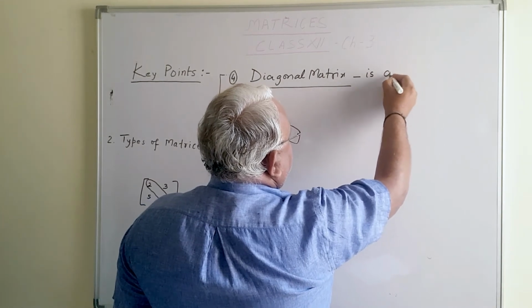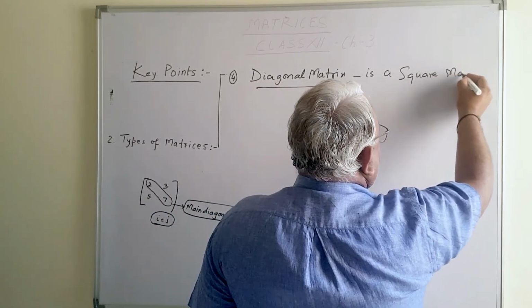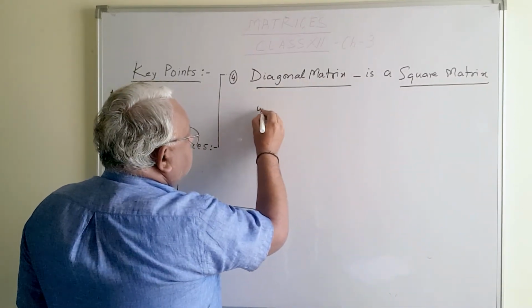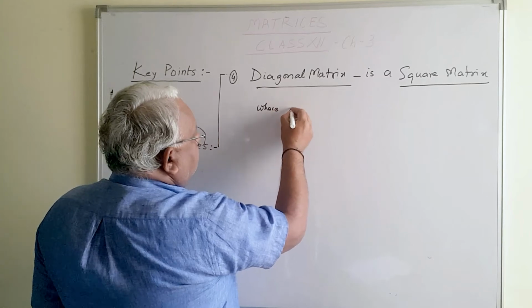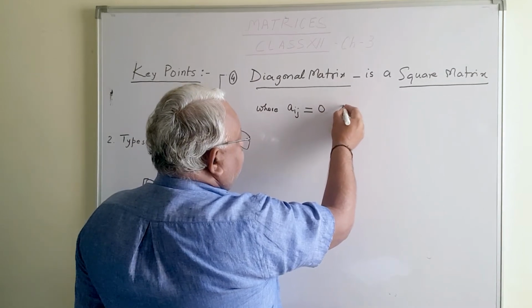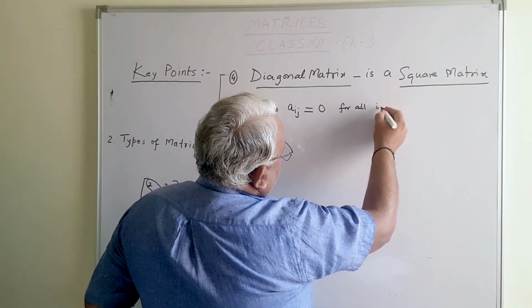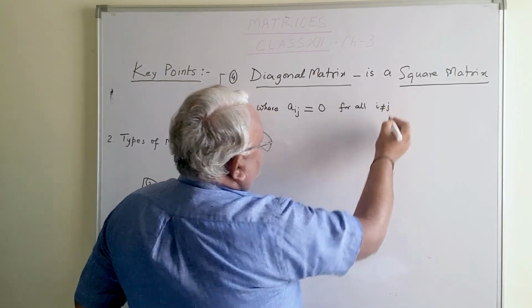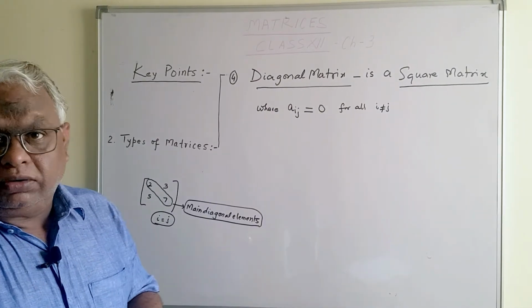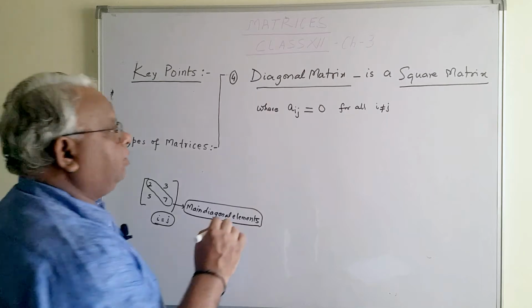Diagonal matrix is a square matrix where Aij is equal to 0 for all I not equal to j. Now, many of you might have got a question to ask. For that, let us take an example of 3 cross 3.